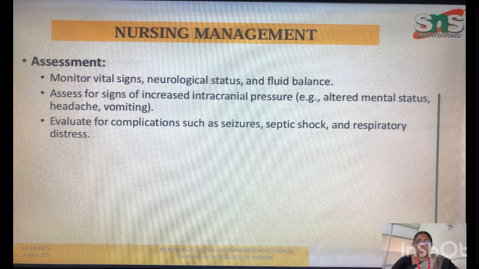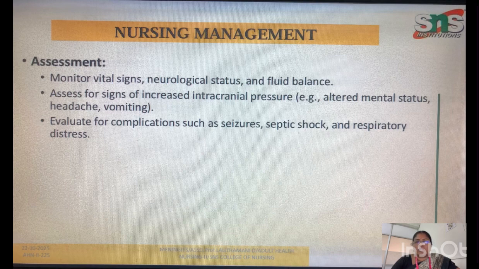The next category is the nursing management. Assessment includes vital signs, level of consciousness, neurological signs, fluid and electrolyte imbalances, and evaluating complications like seizure, septic shock, and respiratory distress. Also we need to find any warning signs of complications, such as headache, nausea, vomiting, and altered mental status. So the nursing assessment is to identify these factors.